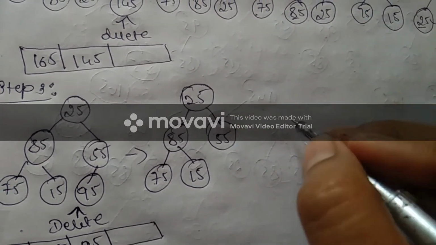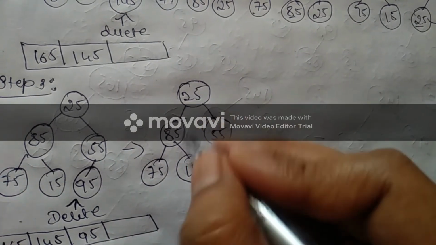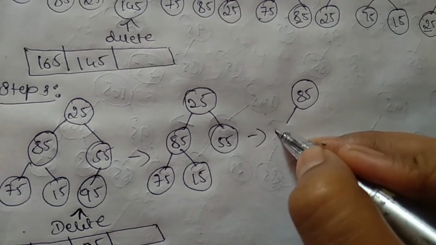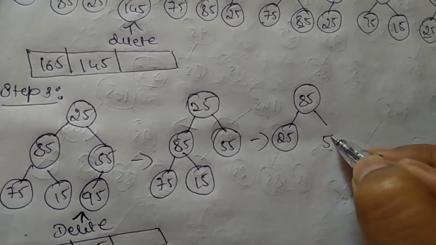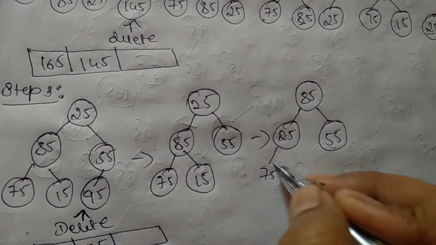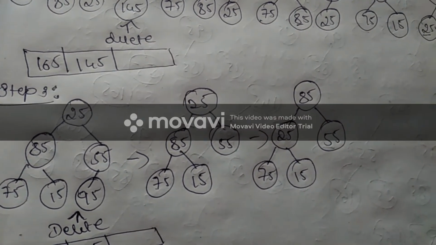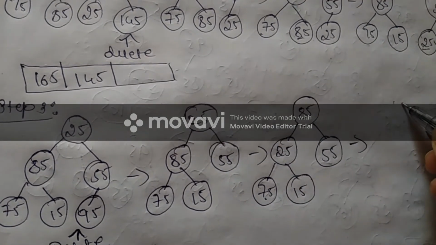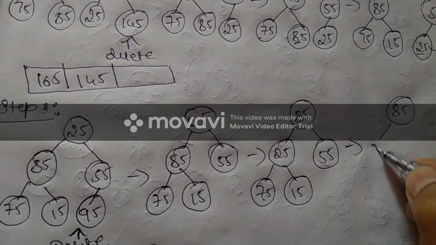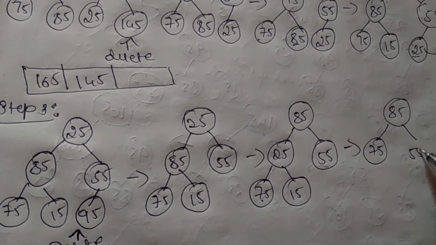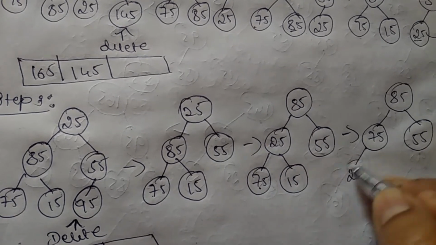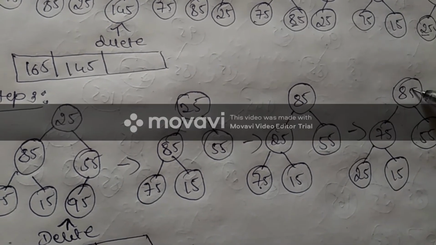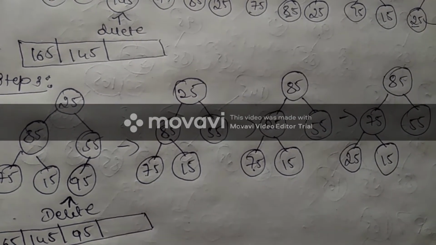No. Again, see here, 85 and 55. I have to swap 85 with 25. 85, 25. Then this is here. Now, again it is not satisfying because 75 is greater than 25. 85 remains here. 75, 55, 25 and 15. You can observe in each and every step we are taking the larger value into the root node. Is it not? Yes.